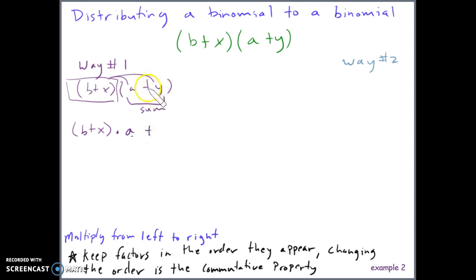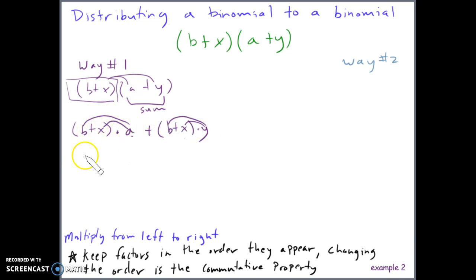Plus, and we have the plus, b plus x times y. So we can distribute the left set of parentheses to the right set, and we always make sure that we multiply from left to right. So when we multiply this b plus x to the a, since it's on the left, it's listed first in the multiplication. And then from here, now we can distribute the monomial to the binomial, or the one thing to the two things. So now we can distribute this way, right, with both of these sets of parentheses.